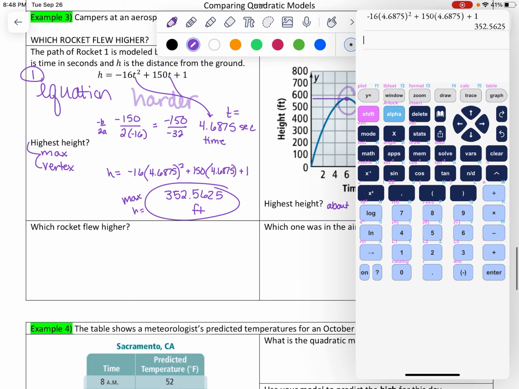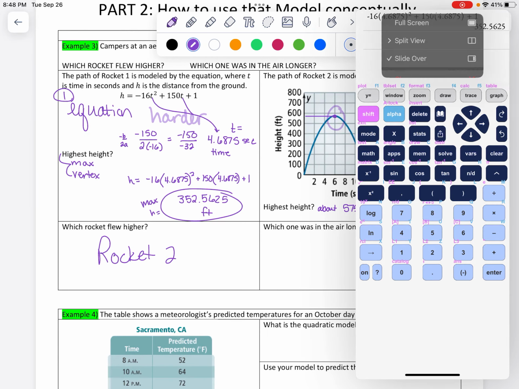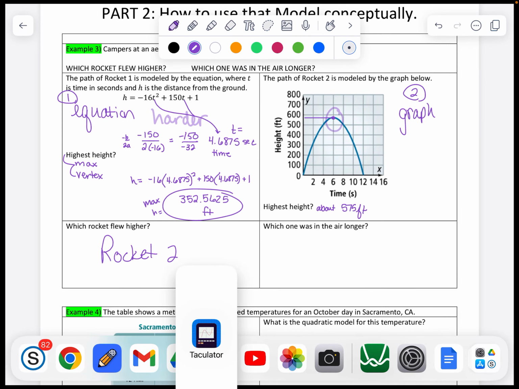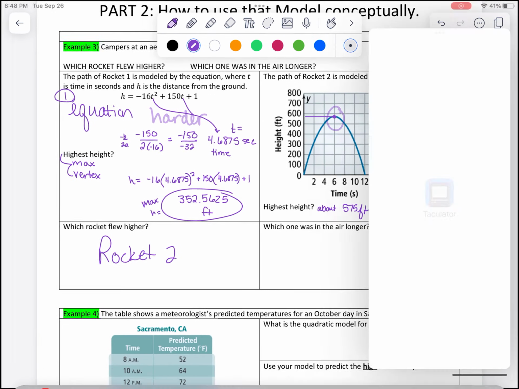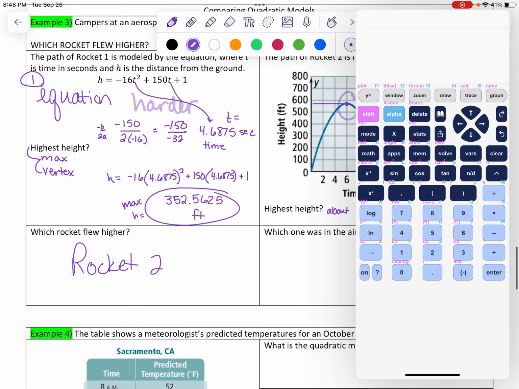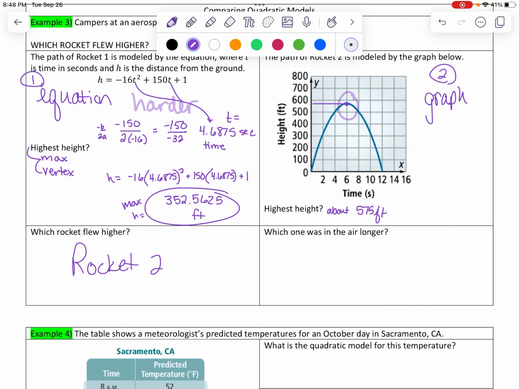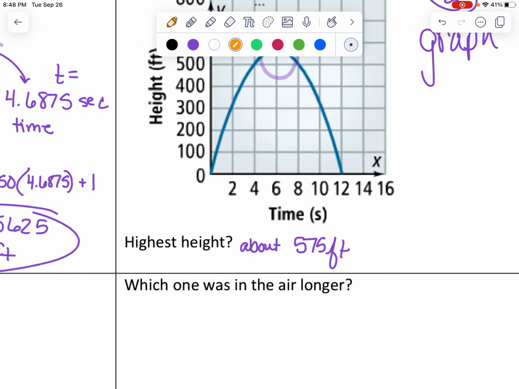So which rocket flew higher? Definitely rocket number 2. The one that has the graph. Because we know that 575 is much higher than 352. Okay? And if you wanted to graph that, you could see that. All right? Which one was in the air longer? Ooh, that is kind of sneaky. That one's actually kind of a hard question. But I can definitely read the graph.